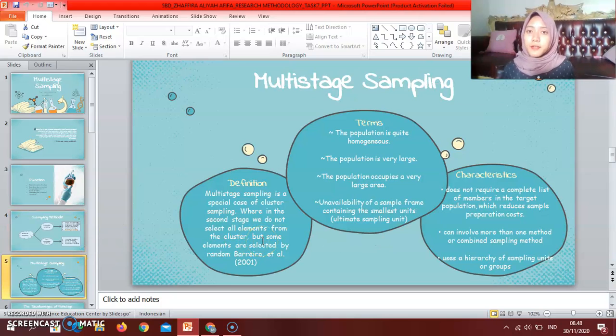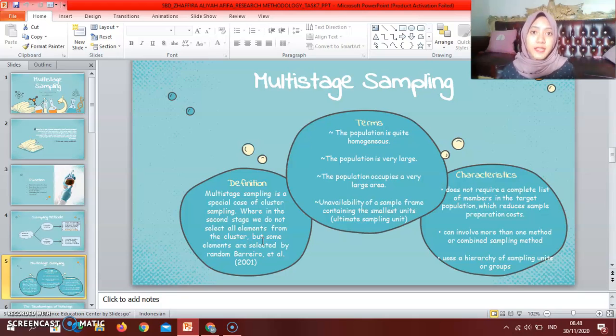First, we go to the definition. Multistage sampling is a special case of cluster sampling, where in the second stage we do not select all elements from the cluster, but some elements are selected at random, stated by Barreiro et al. in 2001.